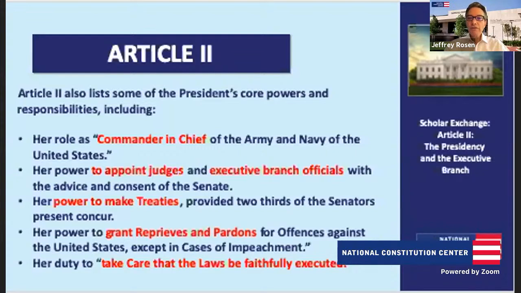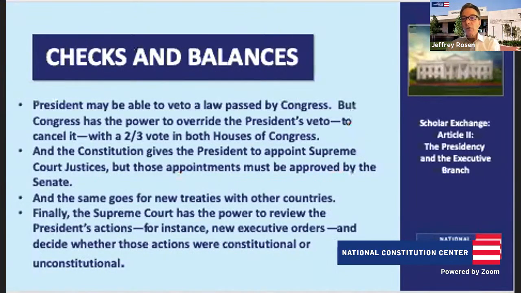There are also a bunch of powers that are shared with Congress and are set out in other articles. Article 1 gives the president the power to veto legislation passed by Congress, but Congress can override the president's veto with a two-thirds vote in both houses. And then the Constitution, as we talked about, gives the president the power to appoint judges, but that has to be approved by the Senate, and the same for treaties.